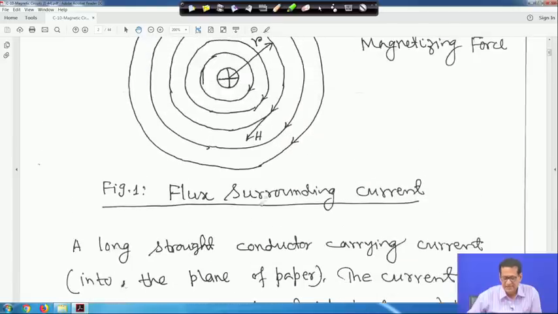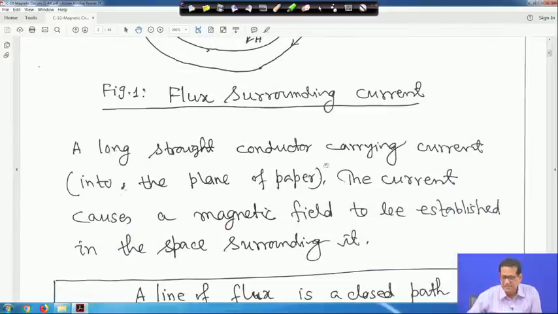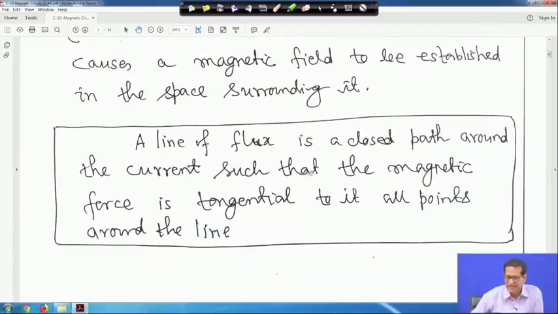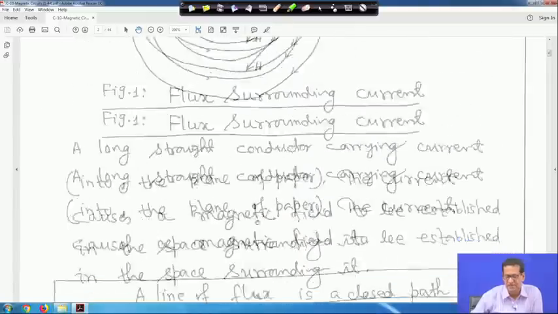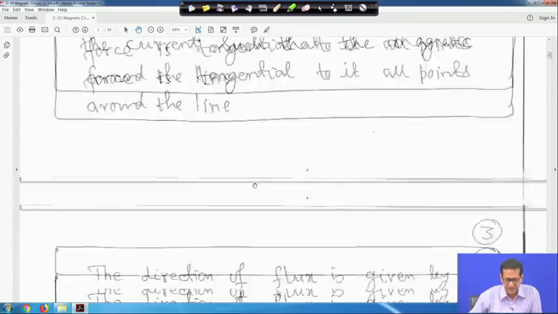So this is the flux surrounding current, right? A long straight conductor carrying current, as I said, is written here, into the plane. The current causes a magnetic field to be established in the space surrounding it, right? A line of flux is a closed path around the current such that the magnetic force is tangential at all points around the line. This is H, the magnetic intensity or magnetizing force, right?